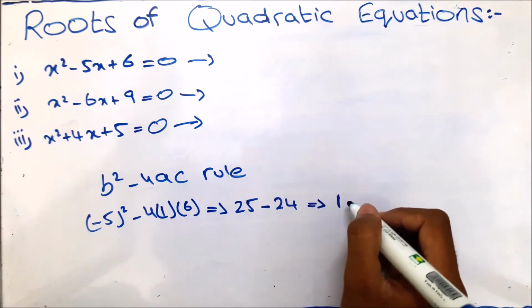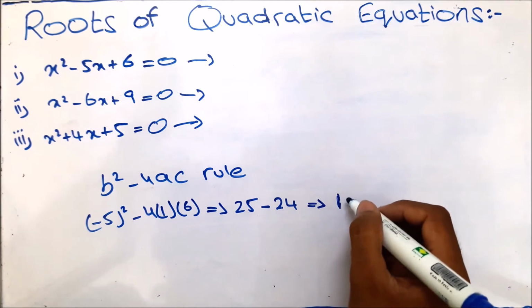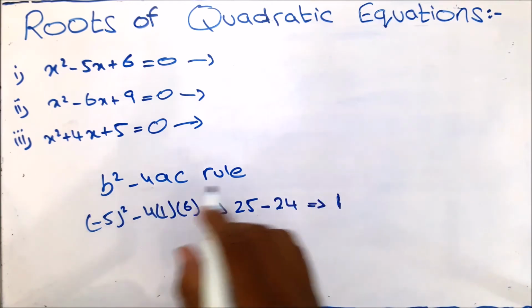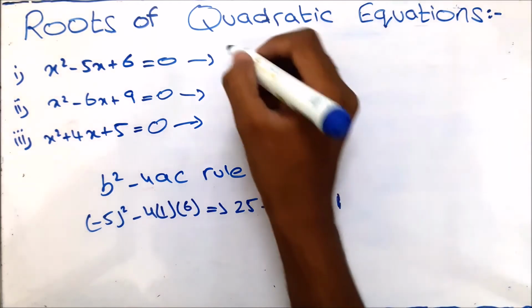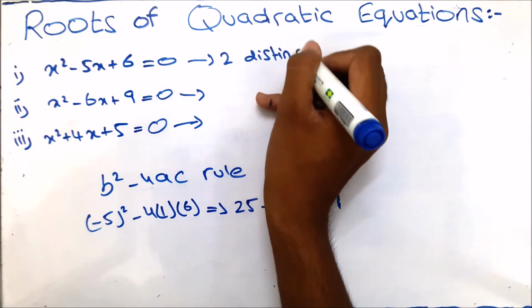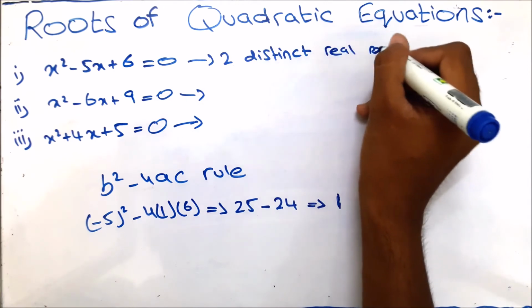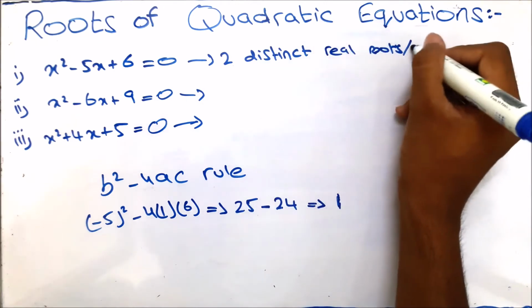1 is greater than 0, and as we just saw, whenever our discriminant, b squared minus 4ac, is greater than 0, we get two distinct real roots.